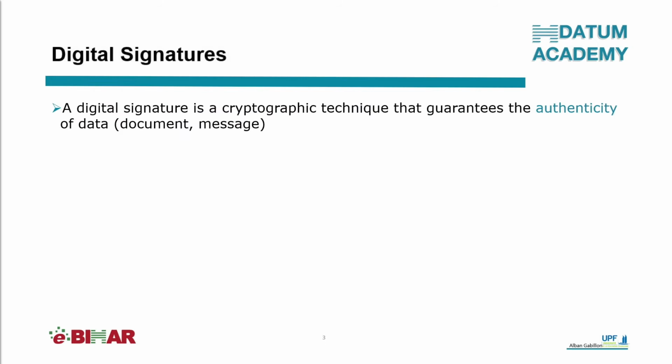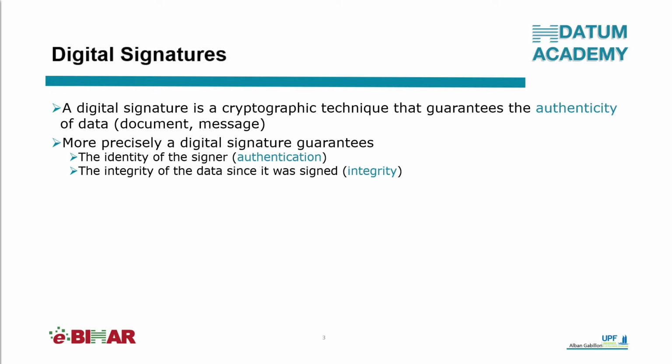A digital signature is a cryptographic technique that guarantees the authenticity of data. And more precisely, a digital signature guarantees the identity of the signer, this is the authentication property, and the fact that the data has not been modified since it was sent, and this is the integrity protection. So one thing you would probably say is, wait, these are exactly the properties of a MAC. Yes, it's true. These are the properties of a MAC. However, there are some differences between a MAC and a digital signature. We will discover these differences step by step.